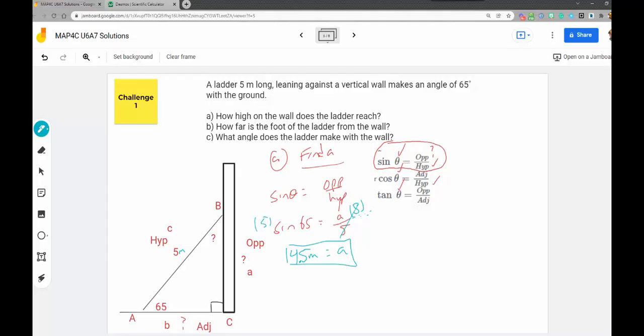Okay. Question B says we need to find, in this case, it actually happens to be b, how far the foot is from the base of the wall, okay? So in B, I still have the same things I know, but now I want to find little b, which is the adjacent. I'm going to have a little question mark next to the adjacent, okay? And which of the 3 ones do I want to use? I'd prefer to use the cos one, okay?